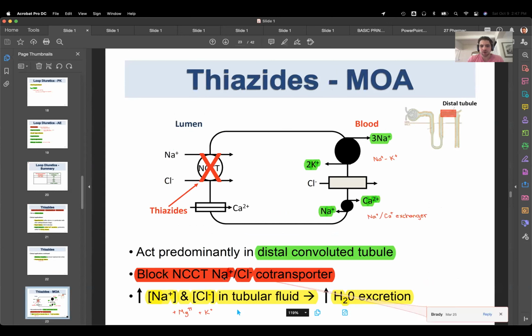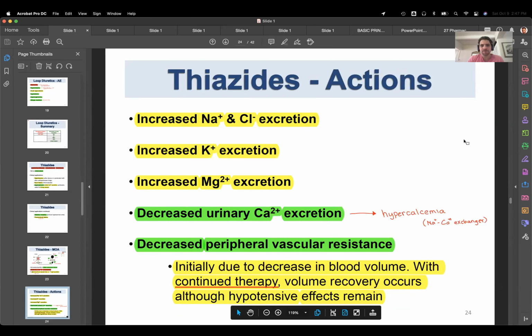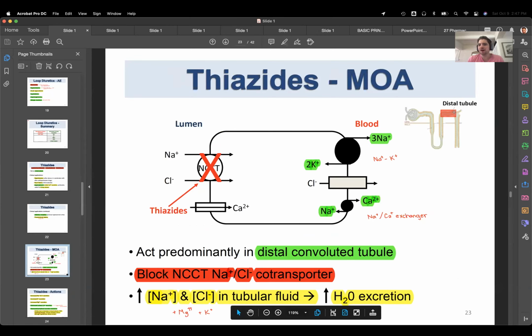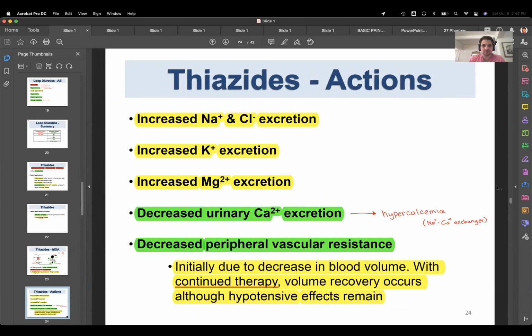And just so you know, they work on these sodium chloride co-transporters down in the distal tubule. And I remember that they deal with calcium, causing hypercalcemia, because remember PTH works down in the distal tubule too. So that kind of all puts it together for me. All right, so you can see the hypercalcemia. That's pretty much the big one you need to know there. Again, can cause hypokalemia, just like loops, right?